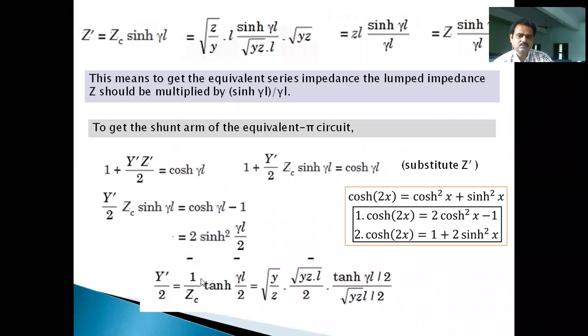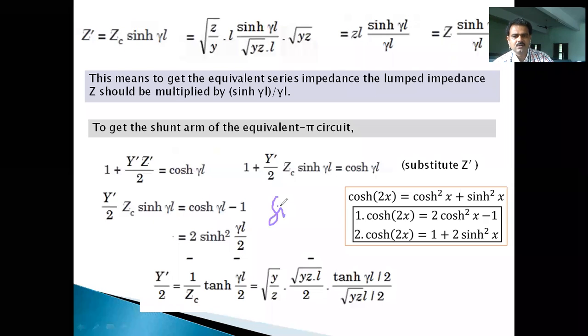Okay. Now, next step, y dash by 2 is equal to, this is y dash by 2. Now taking on to the right side, that becomes 1 by Zc. This sinh gamma l can be written as 2 sinh gamma l by 2 into cosh gamma l by 2. Sinh gets cancelled. You will get cosh here. Cosh, if we take on to the right hand side, that becomes tanh gamma l by 2.